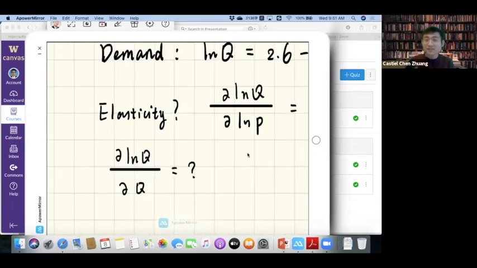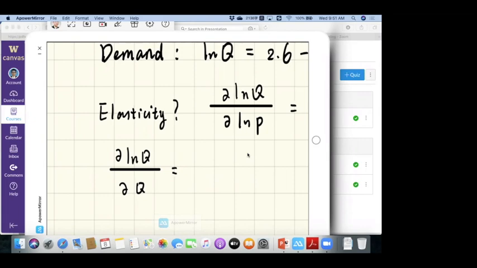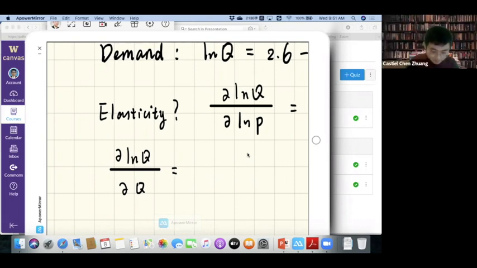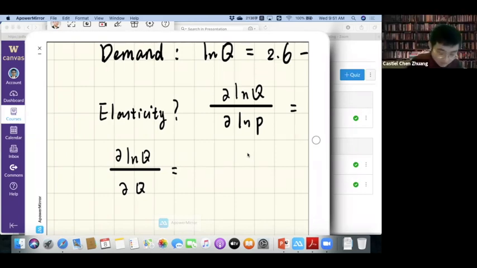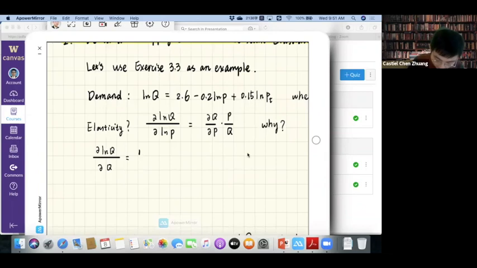First of all, let's recall what the derivative of log Q with respect to Q is. Can anyone tell me? dQ over Q. So it's just the derivative of log Q with respect to Q. What is that? 1 over Q. That's right. So it's 1 over Q.